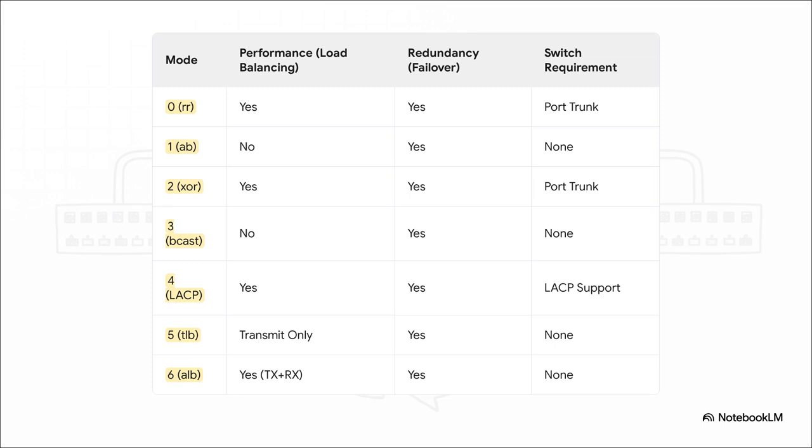Okay, that was a lot. Let's put it all together and look at them head to head. This table really breaks it down. You'll notice every single mode gives you redundancy. That's the whole point. Now, if you want performance, you're looking at modes 0, 2, 4, or 6. But the real deciding factor is often the switch. If you have a powerful, managed switch, Mode 4, LACP, is the gold standard. If you don't, then Mode 6 is probably your best shot at performance.